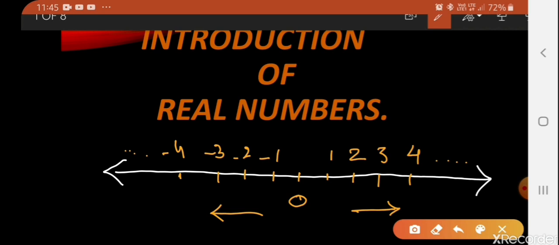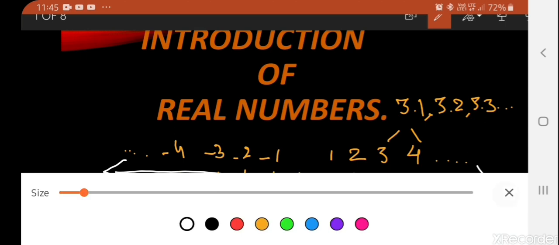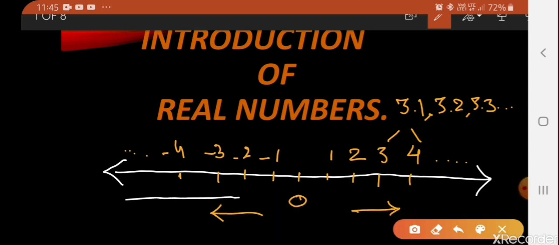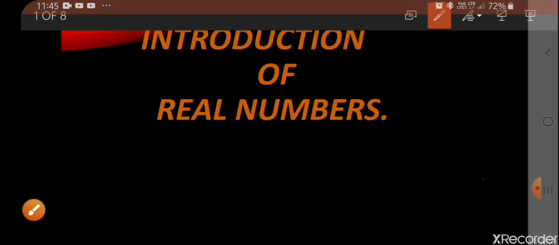You also know that between any two numbers, there will be infinite numbers, like between 3 and 4, there will be 3.1, 3.2, 3.3 and so on. So we can say all the numbers that can be represented on this number line are called real numbers.